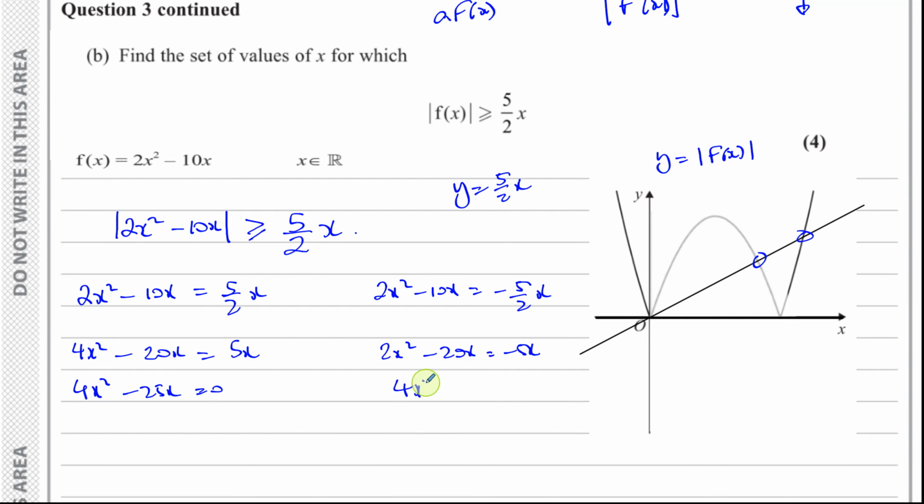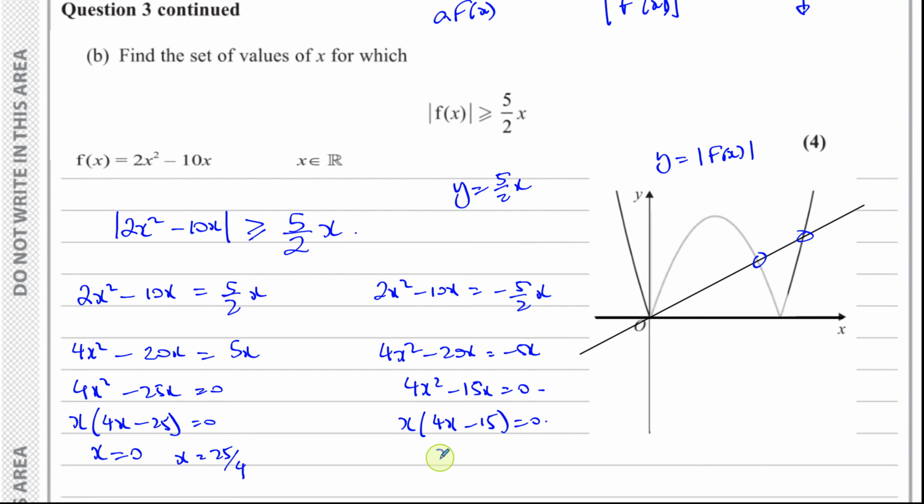Sorry, that should be 4 here. 4x squared minus 20x, minus 5x, so you get 4x squared minus 15x equals 0. Let me just make that neater. Take out the common factor of x, you get x times 4x minus 15 equals 0. Again, 4x minus 25 equals 0. So either x equals 0 or x equals 15 over 4, and either x equals 0 or x equals 25 over 4.